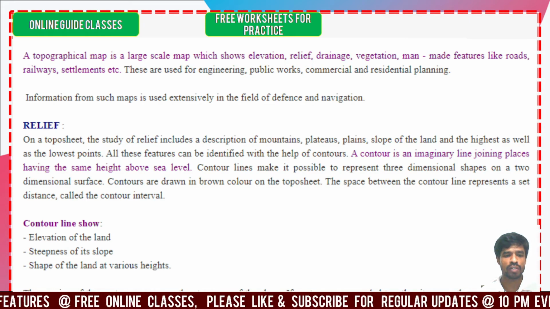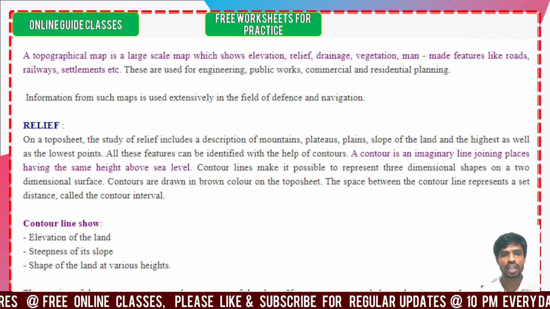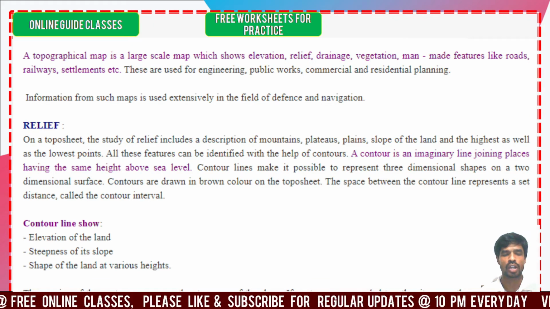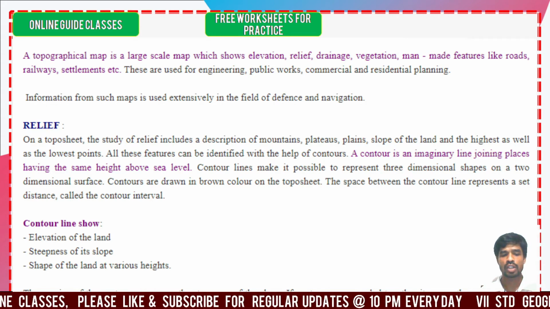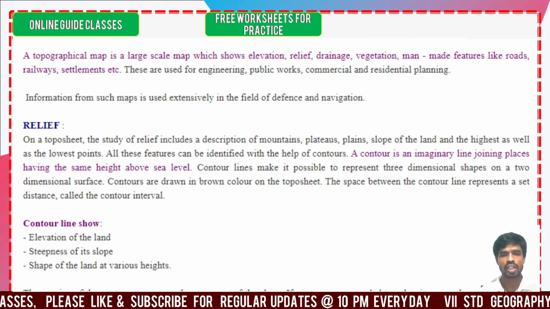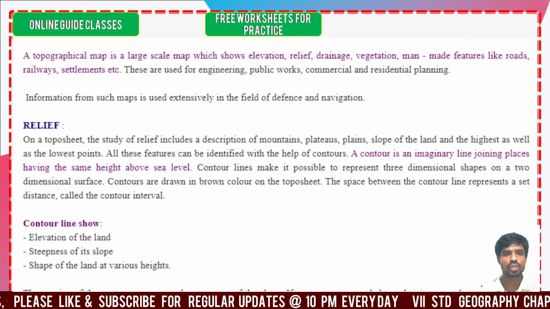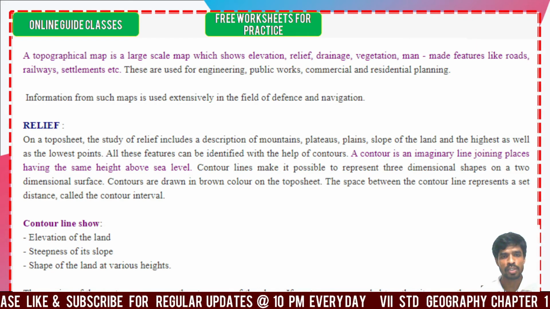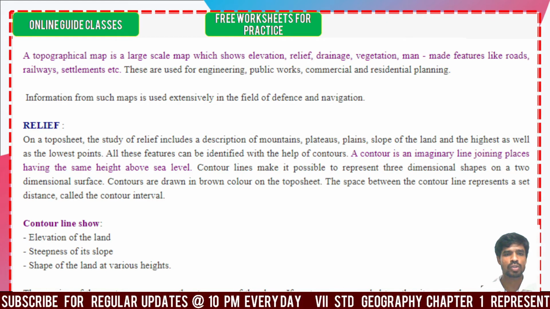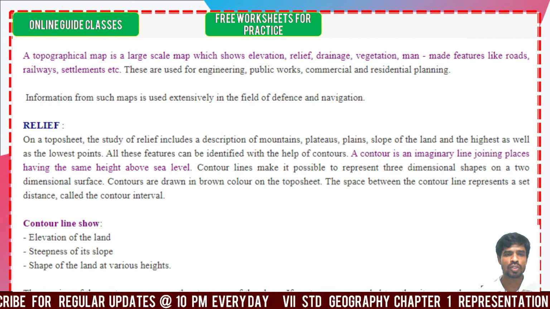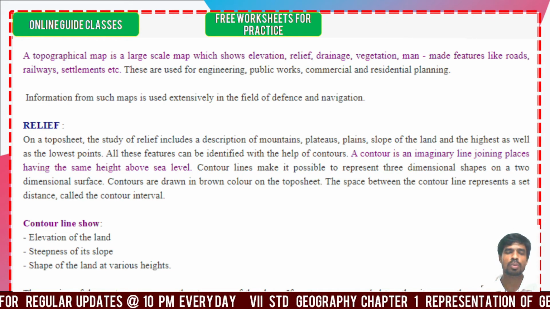And the next one is navigation. What do you mean by navigation? Navigation is nothing but controlling and monitoring the movements of land, water, space, aeronautics. All this comes under navigation. So these topographical maps are very useful maps, my dear friends. Hope you all have understood the uses and importance of topographical maps.